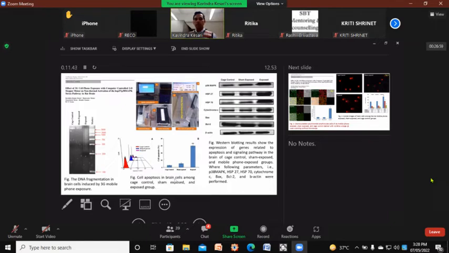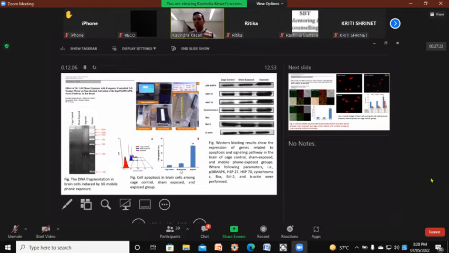So from here we confirm that there is a DNA fragmentation. You can see it in the exposed group if you compare with the control and other groups. And here is the cell count and apoptosis, what it is showing here. And also this is cell apoptosis. So in the exposed one, you can see the apoptosis is very high, if I compare with the case control or control.